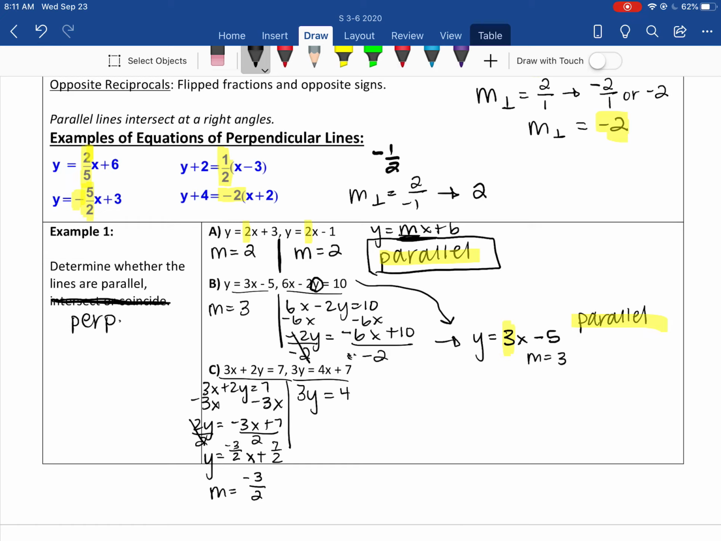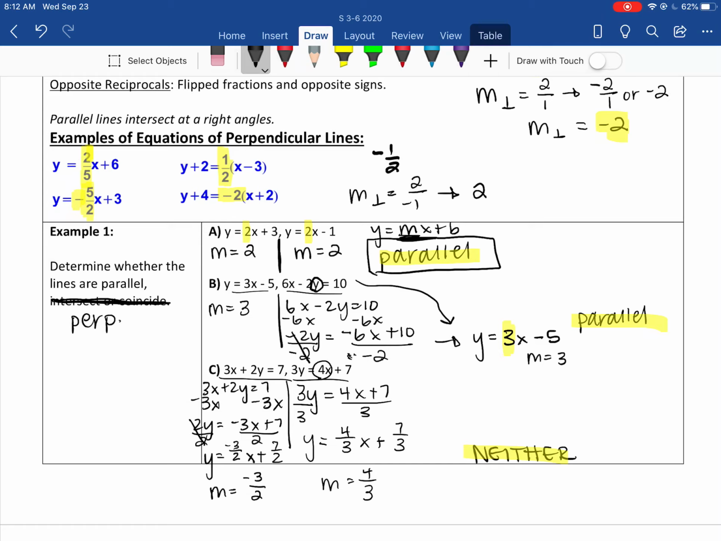All right, now we have to do this line. So we just had to get y by itself. So in order to take 3y equals 4x plus 7, and we have to get y by itself, we're going to divide both sides by 3. So you get y equals 4/3 x plus 7 over 3. So this slope is 4 over 3. So because these slopes don't match and they're not opposite or negative reciprocals of each other, these are neither.